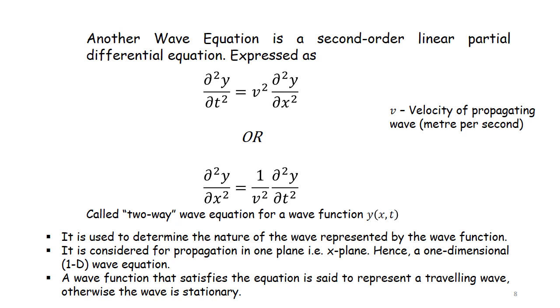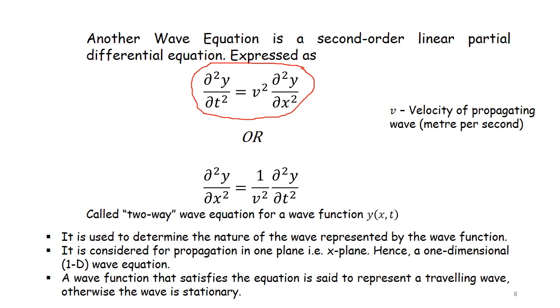Now, that's where the two-way wave equation comes into play, and it is given as what you have here. The second derivative of displacement with respect to time equals the product of the speed of the wave squared and the second derivative of the displacement with respect to distance traveled by the wave. If this expression is true for the wave equation, then such a wave is said to be traveling or progressive.